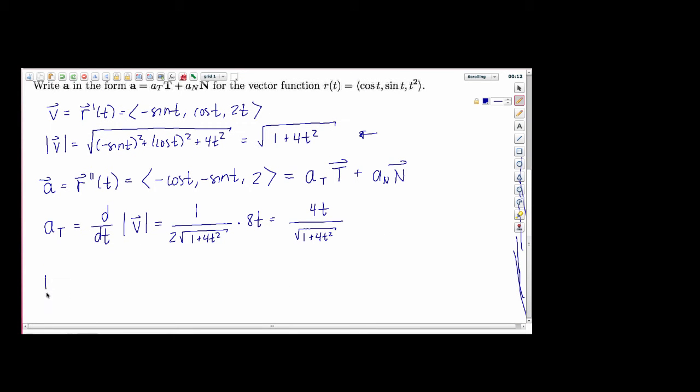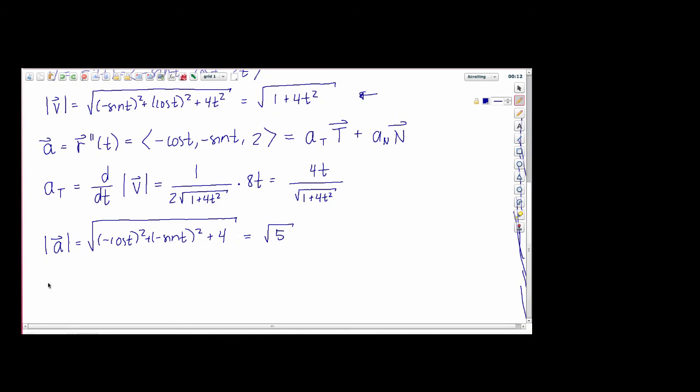a sub n is square root of magnitude of a squared minus a sub t squared to find our normal component of acceleration. So magnitude of a, so magnitude of our acceleration vector, gives us square root of negative cosine t squared plus negative sine t squared plus 2 squared, or 4, which gives us root 1 plus 4, which is root 5. So this finally now tells us that our normal component of acceleration is the square root of magnitude of a squared, so we get 5, minus a sub t squared, so we get 16t squared over 1 plus 4t squared.